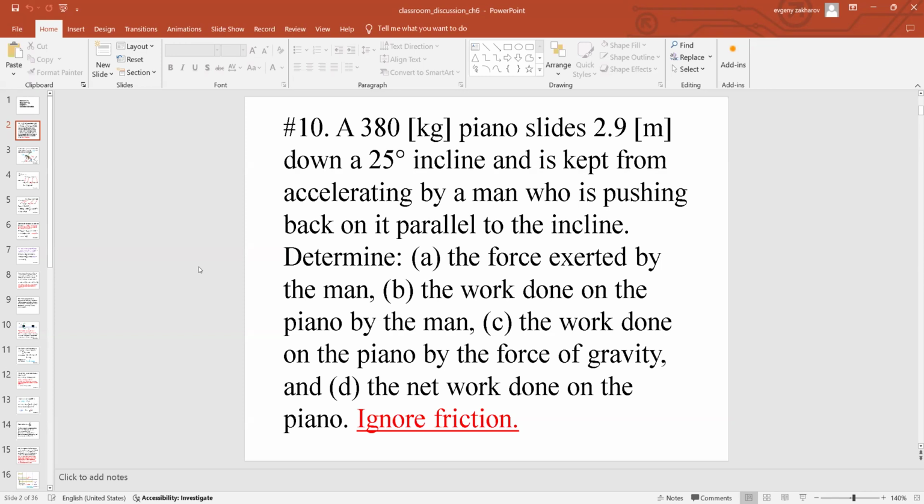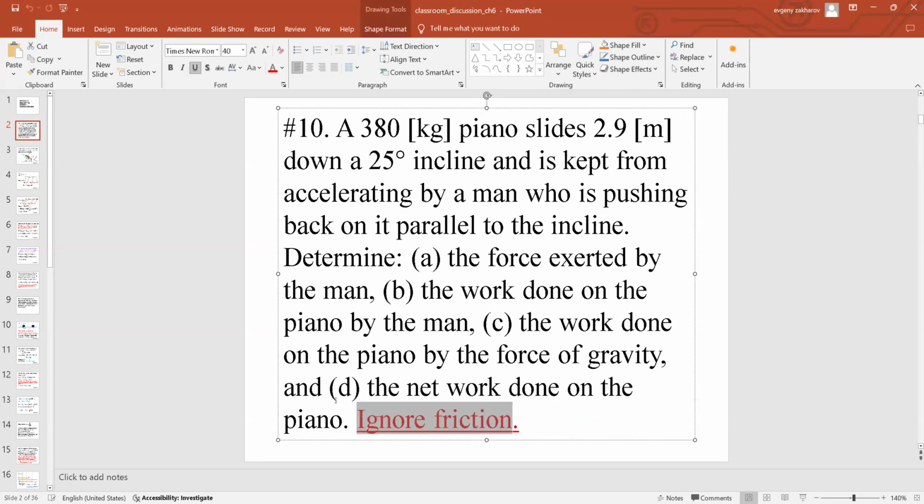We have the man pushing, we have the inclined plane, so there is a gravity on the piano, and it's kept from accelerating. That means what? No acceleration. That's going to be a simplification. And we have to do the calculations of the force that is missing, the work done by forces, and the net work done as the final step. Oh, and it says ignore friction.